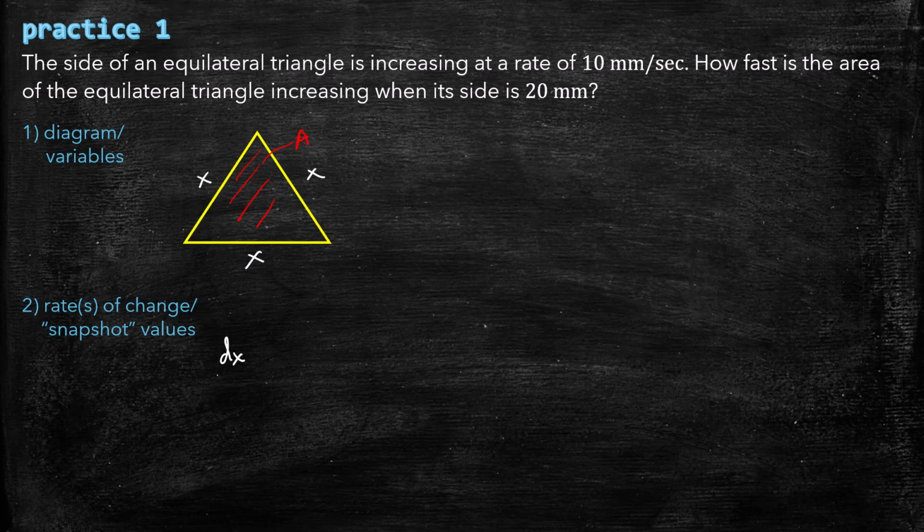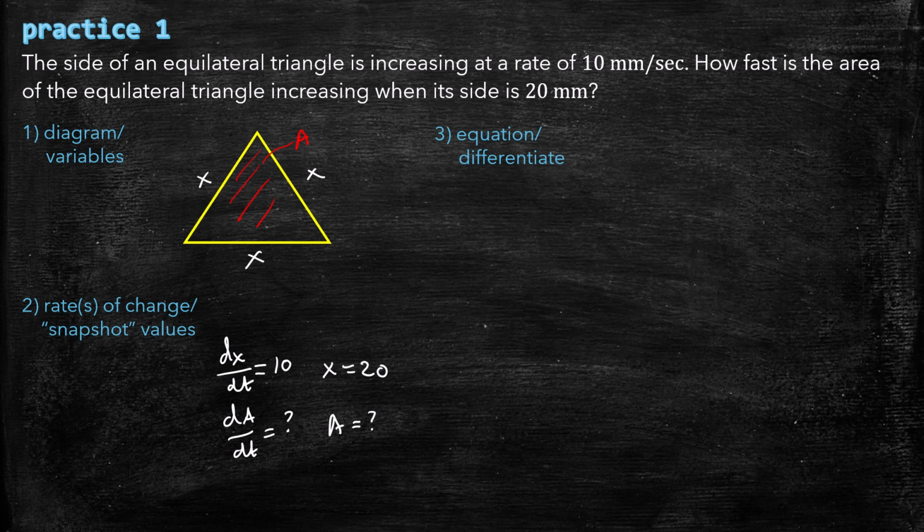So we're told that dx/dt equals 10. And the snapshot value is when x equals 20. And we would like to find dA/dt. At that moment, we're not given the area, but we could find it out if we needed to, but we'll hold off on that because we may not need it. Okay, so the next step is to write the equation relating the variables, that's A and x, and differentiate.